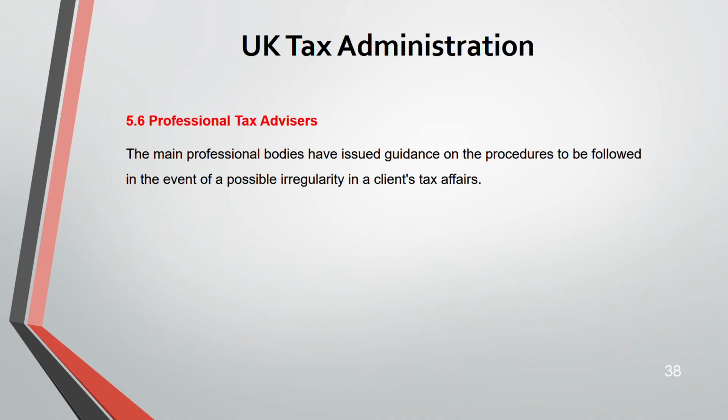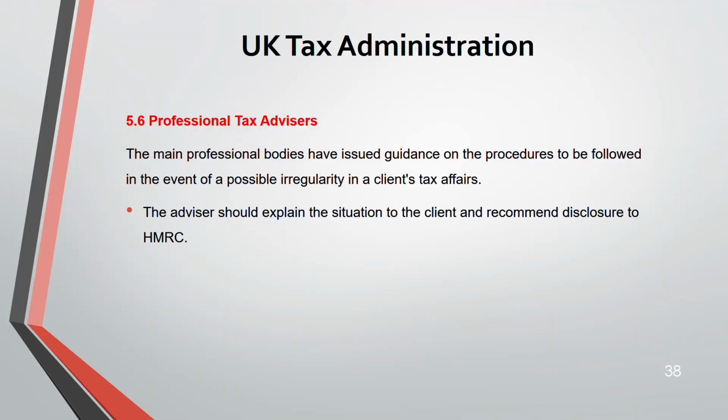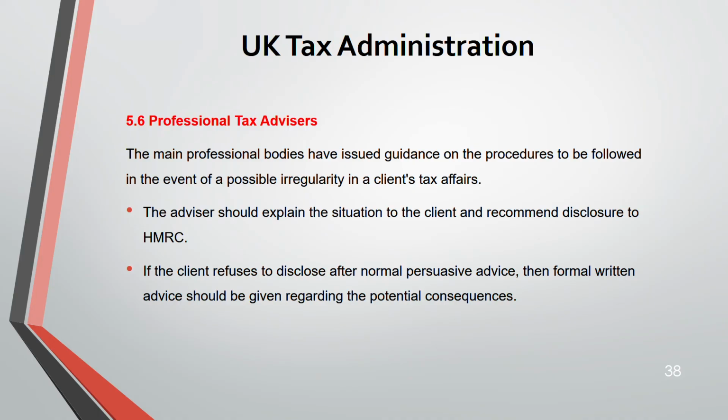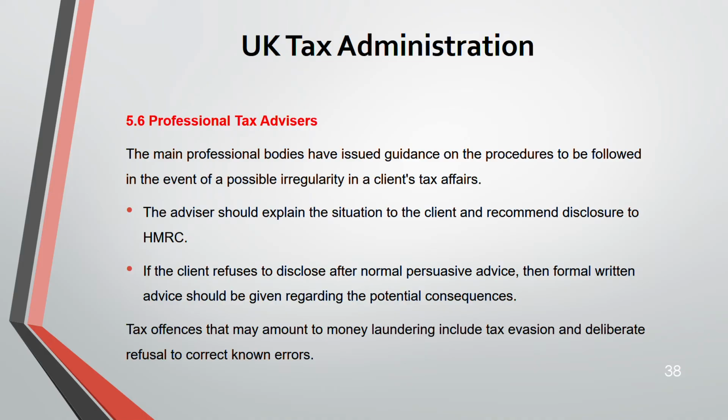Now, the main professional bodies have issued guidance on the procedure to be followed in the event of a possible irregularity. If a client's tax affairs are irregular, professional bodies have given some guidance on what procedure one should apply. This is very important from the point of view of an ethical question. Remember, one ethics question you will get in ACCA. Advisor, whoever is the advisor, you should explain the situation to your client and recommend disclosure to HMRC. If the client refuses to disclose after you are pursuing them, you should give them formal written advice, giving them the consequences. And if still they don't do it, remember it's a tax offense.